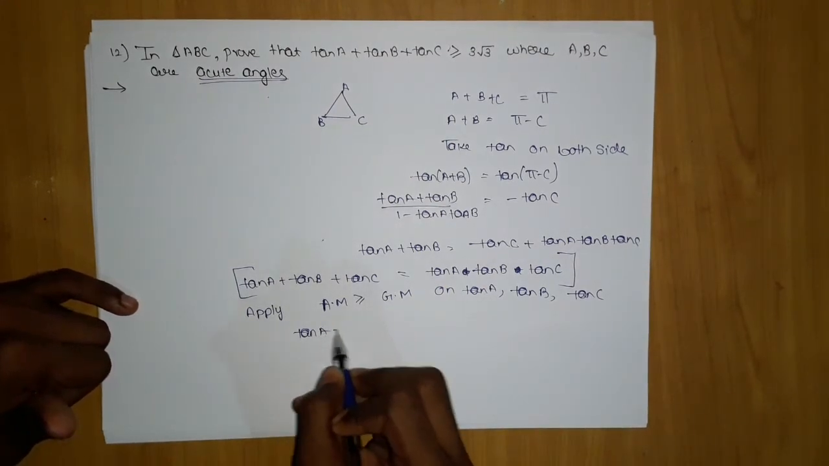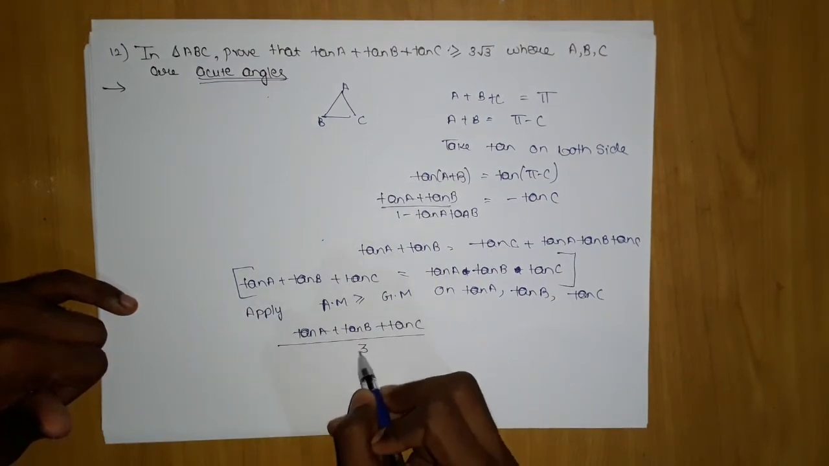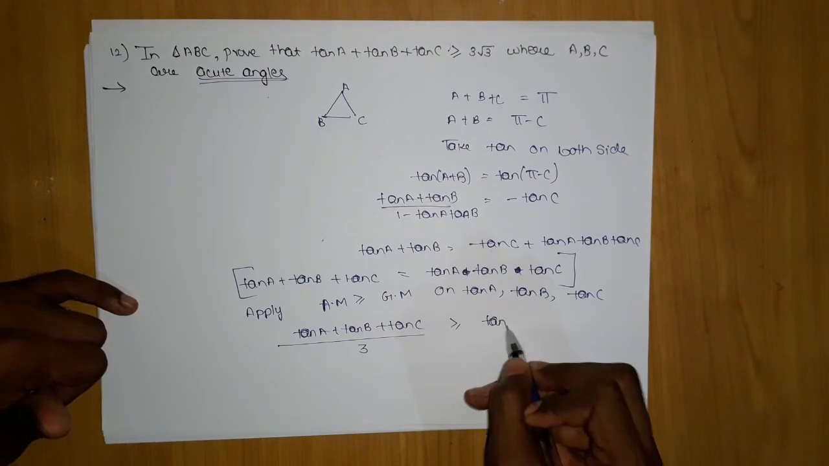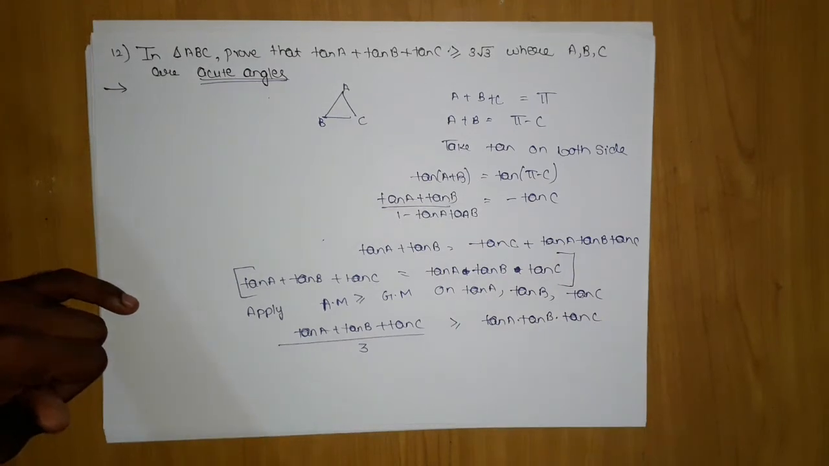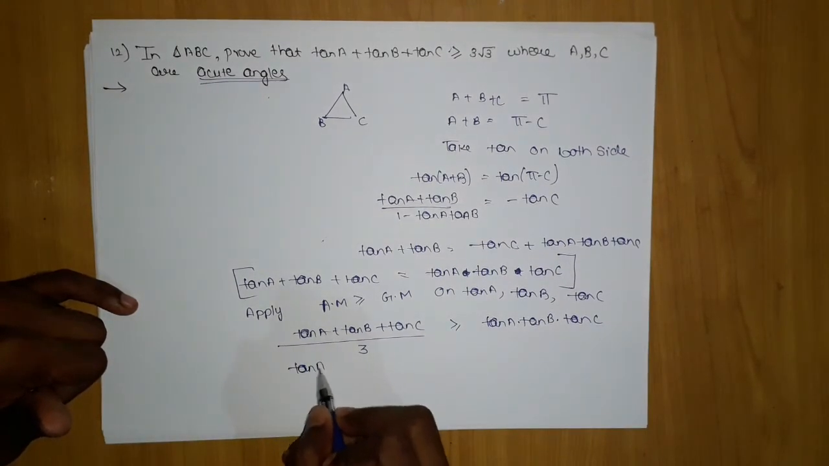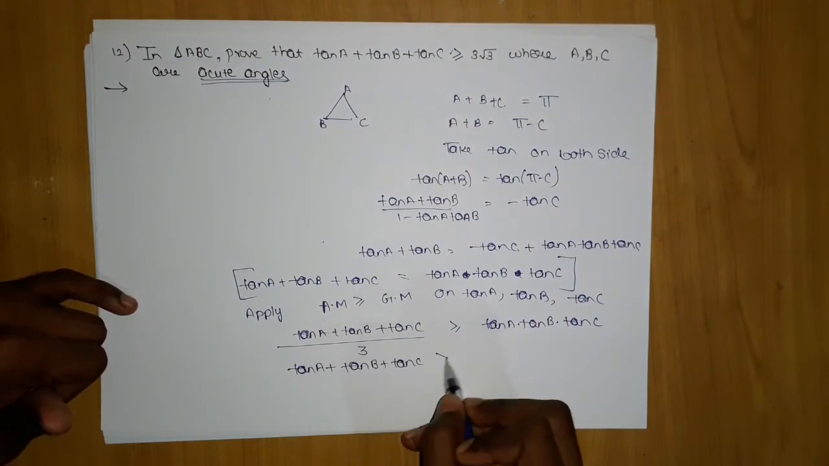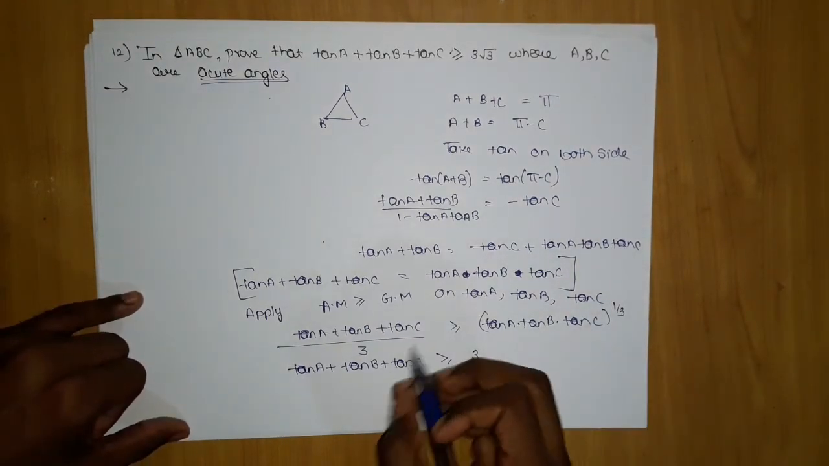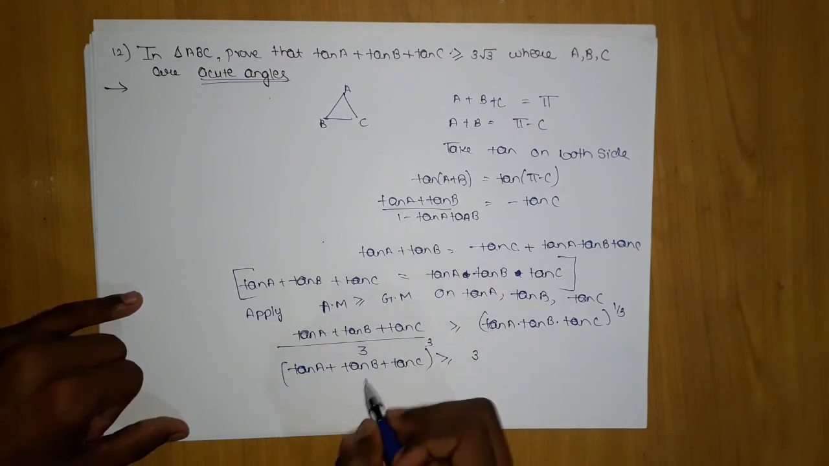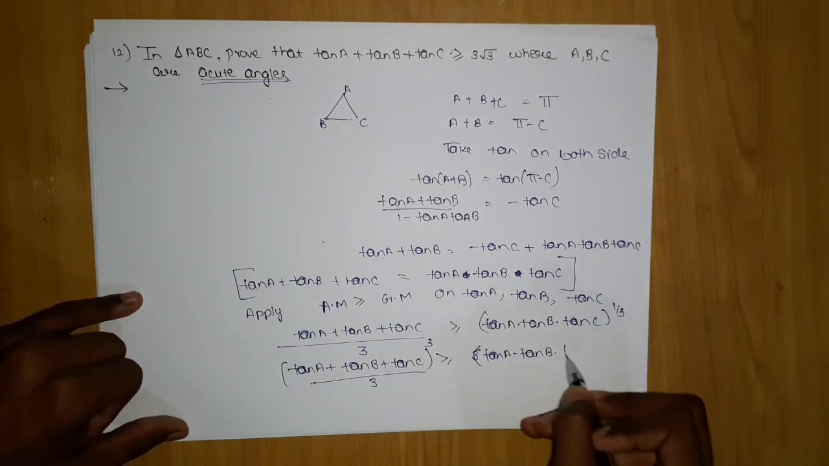Tan A tan B tan C upon 3 is greater than or equal to tan A tan B tan C, which gives me tan A tan B tan C greater than or equal to 3 times. But wait a minute, it will be 1 by 3. I will move this to that side, it will become cube, and this will become 27. So tan A tan B tan C.